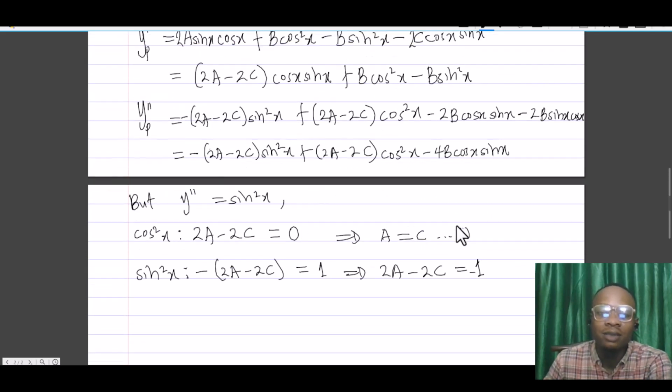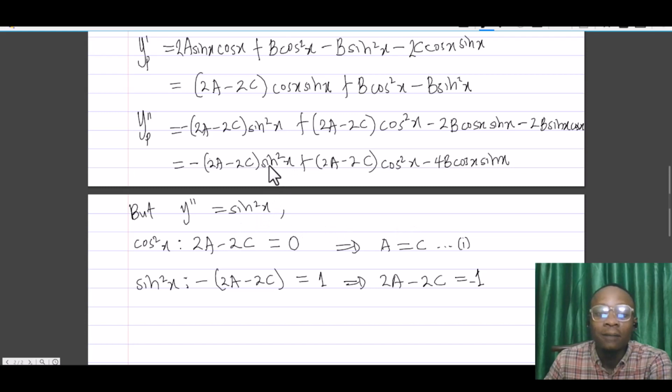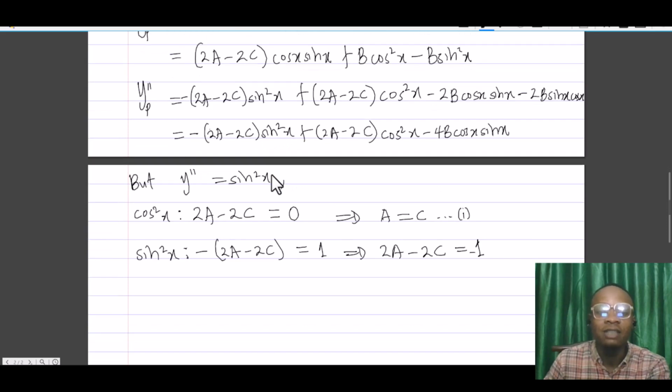The reason for that is because this sine squared x obviously doesn't work. I didn't know it was not going to work, believe me. But obviously the reason for that, don't forget, we talked about linear dependence the other time.